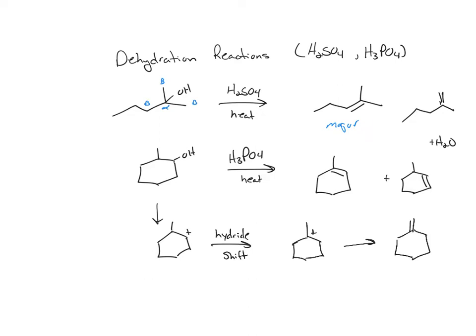The major product in this case, just following Zaitsev's rule, would be this one. 3 substituents, 2 substituents, 2 substituents. Is that what you got? No? Okay.